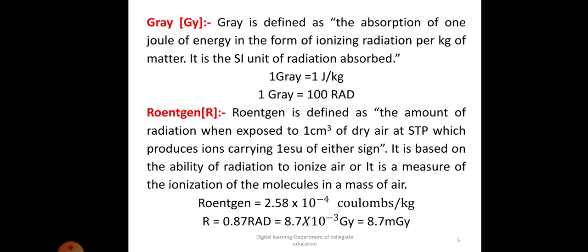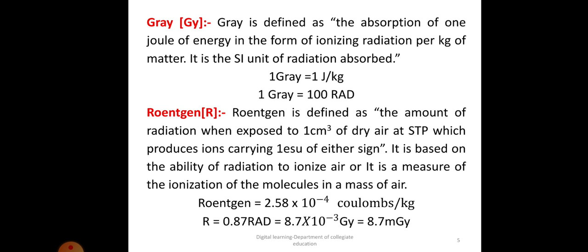Gray. Gray is defined as the absorption of 1 joule of energy in the form of ionizing radiation per kg of matter. It is the SI unit of radiation absorbed. Gray is denoted by the symbol Gy. 1 gray is equal to 1 joule per kg, or 1 gray is equal to 100 rad.